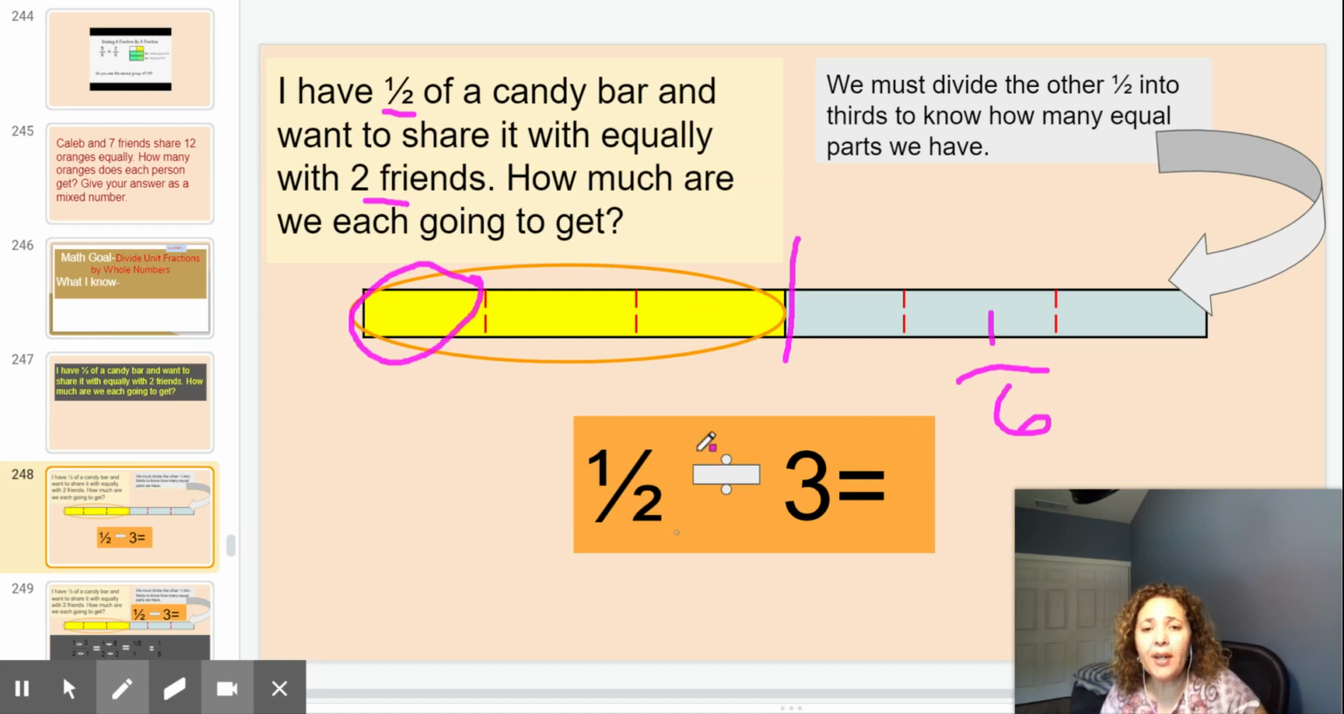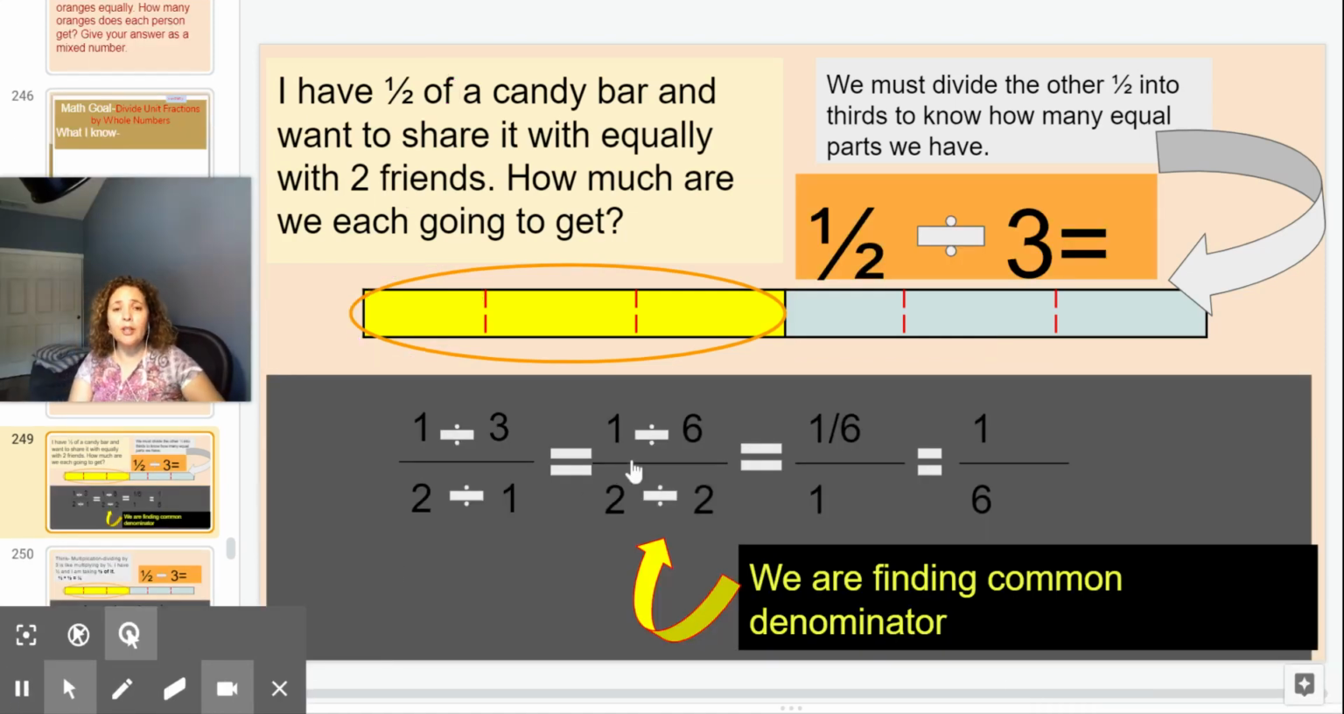And I know that 1/2 goes in the front because that's what I have. It says I have half of a candy bar. That's all I have. So my total amount always goes in front, right? That is my dividend, right? My divisor is what I'm dividing by. What am I dividing by? I'm sharing it with 2 plus myself, which makes it 3, okay? So let's look at this a little bit further.